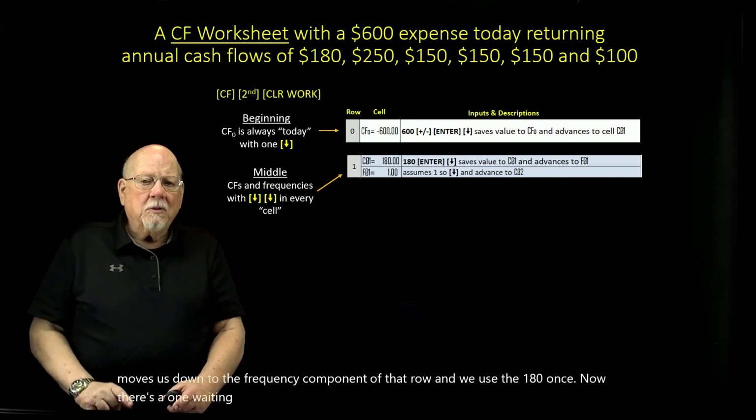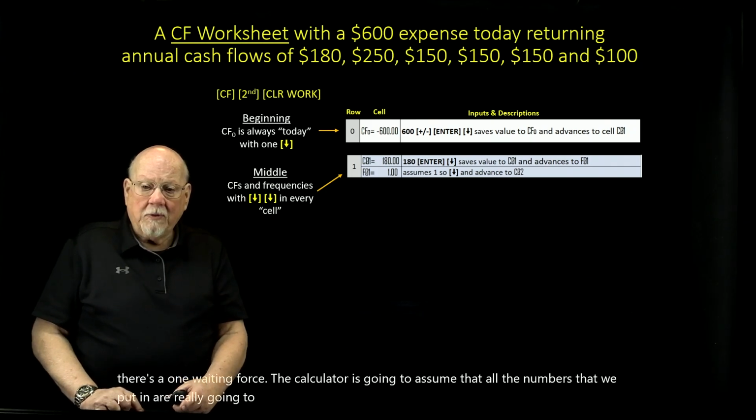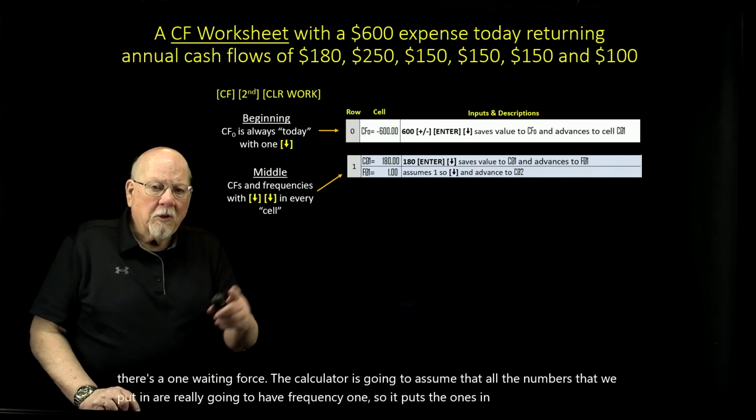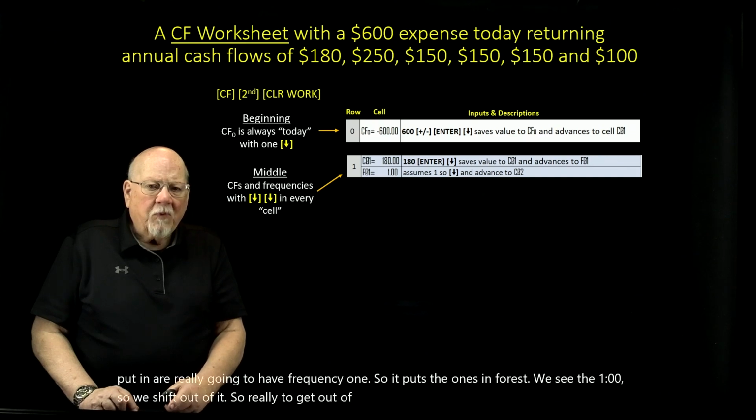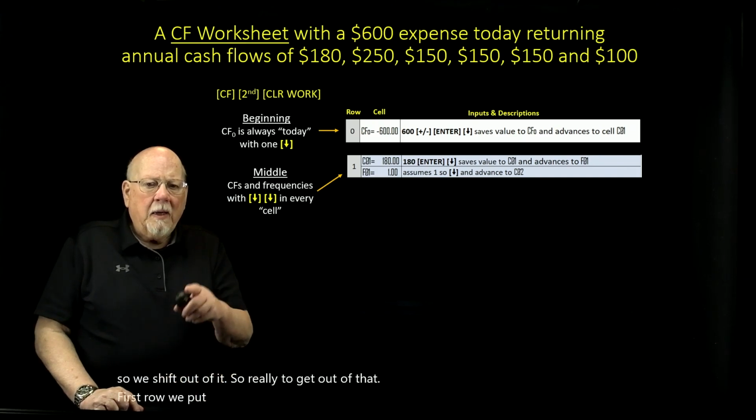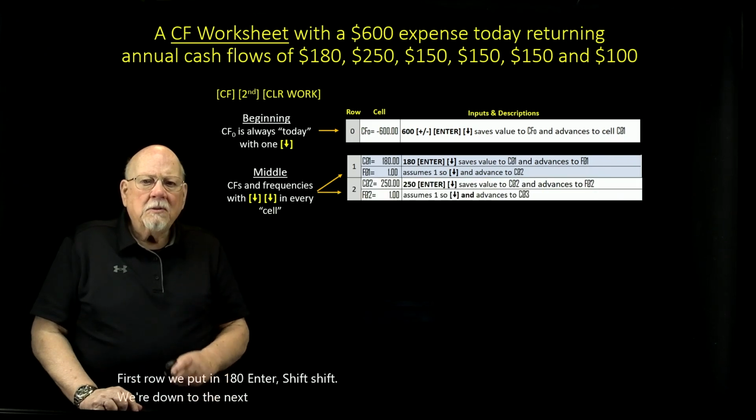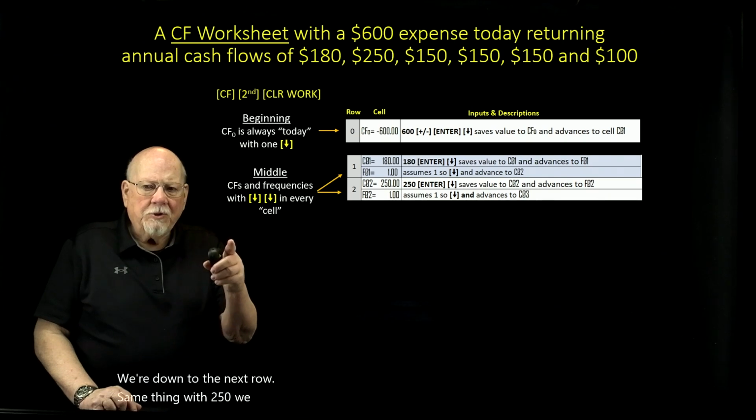The calculator is going to assume that all the numbers that we put in are only going to have a frequency of 1, so it puts the 1s in for us. We see the 1, so we shift out of it. So really, to get out of that first row, we put in 180, enter, shift, shift. We're down to the next row. Same thing with 250. We put 250, enter, shift.